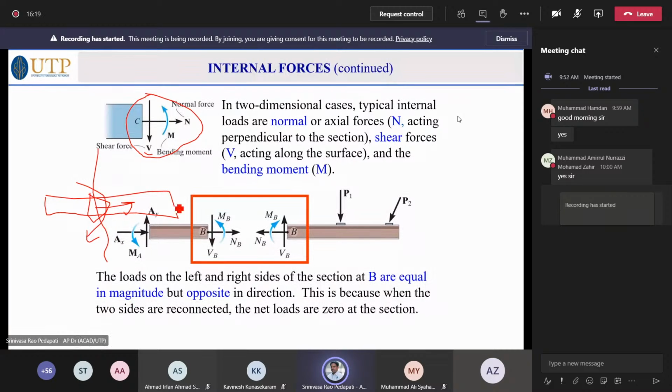As I said in the previous class, if you cut, there exist three loads, and the other half, the right half, also has three loads. When you club the left half and right half, you get back your previous loading, because NA, NB cancel out, VA, VB cancel out, MA, MB cancel out, so there won't be any load. That is why it is called internal load.